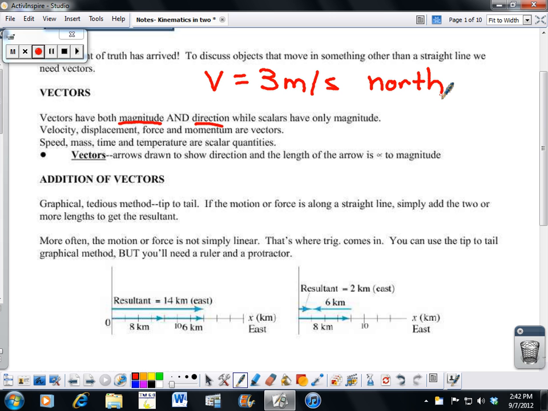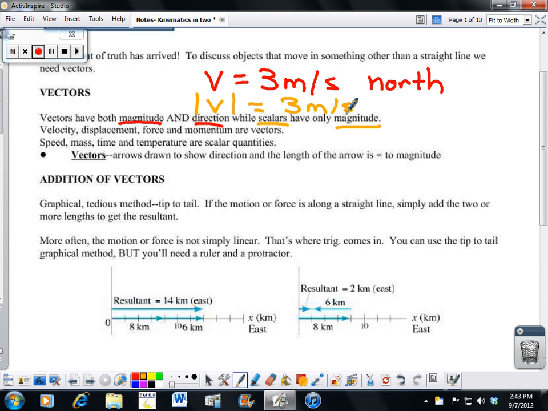A scalar, on the other hand, simply has magnitude. It has no direction. It's kind of like an absolute value. So you're going to see that. That stands for the absolute value of my vector. It's just my magnitude. It's just the number. It's 3 meters per second. It's not positive. It's not negative. It's not up. It's not down. It's not left. It's not right. I have no idea where it's going. I simply know how fast it's going. And in this case, it's 3 meters per second. You know how much it is. You don't know where it's going.